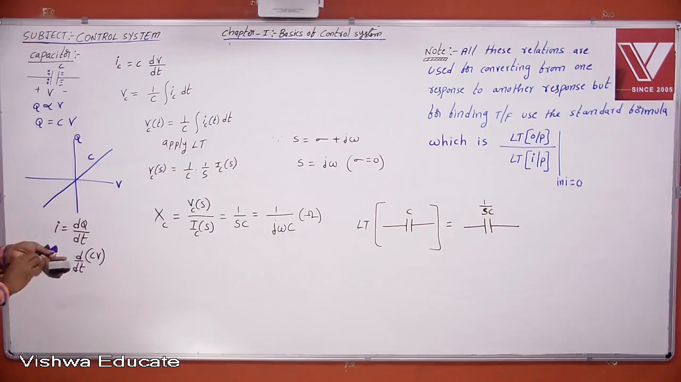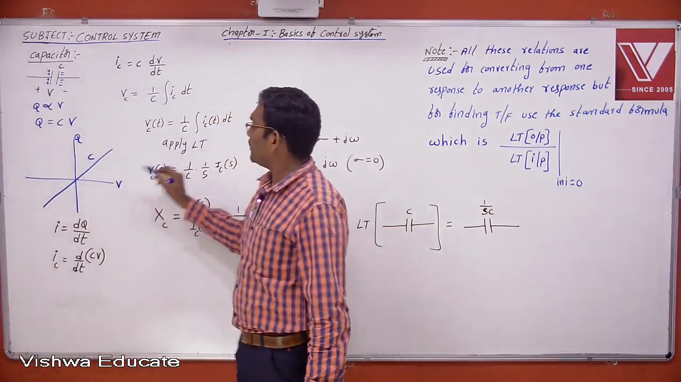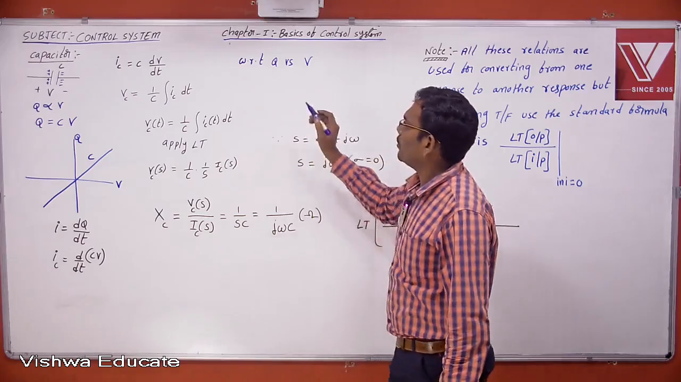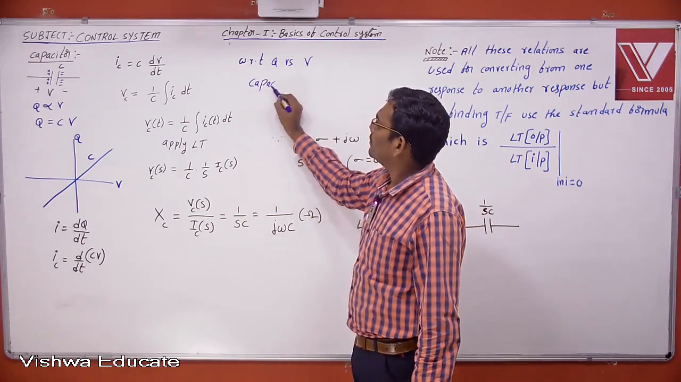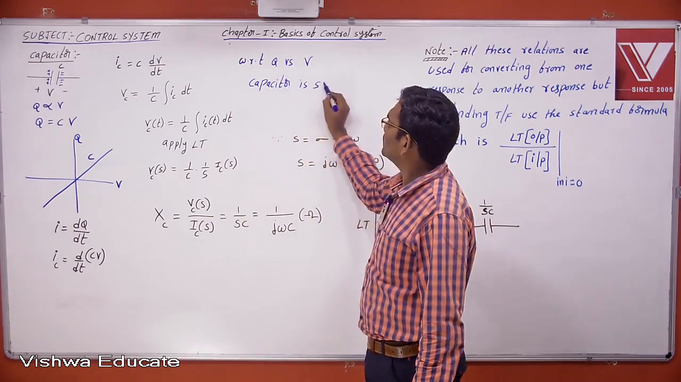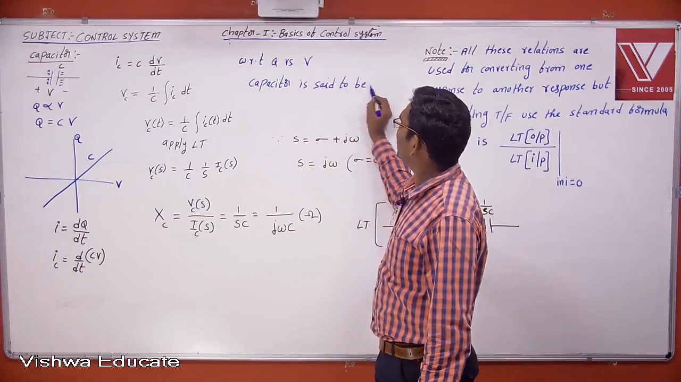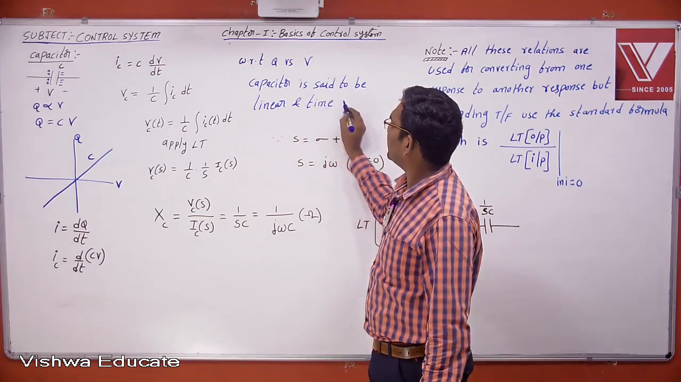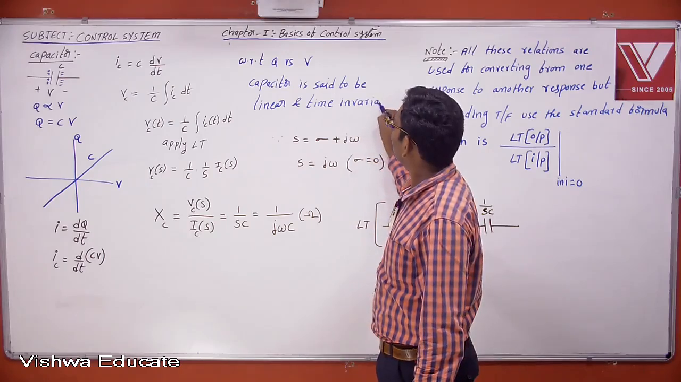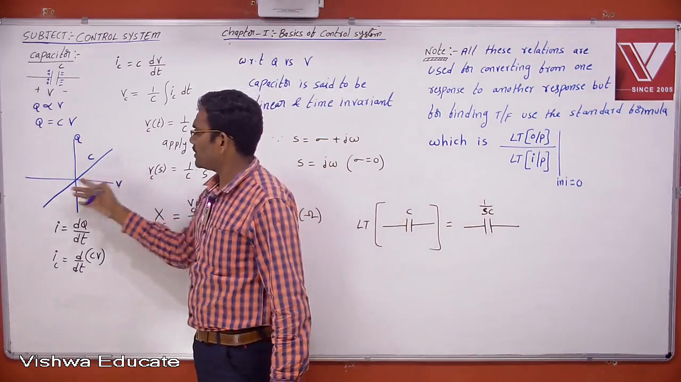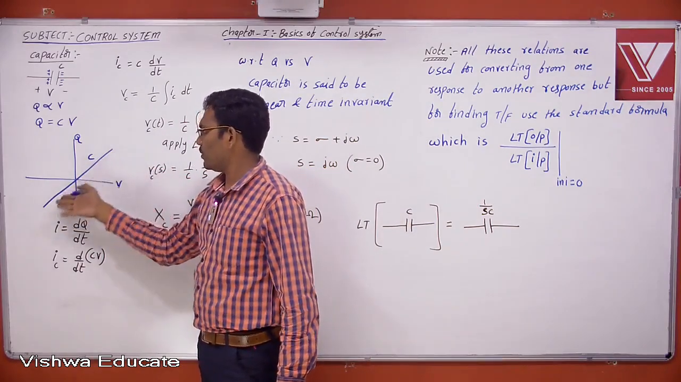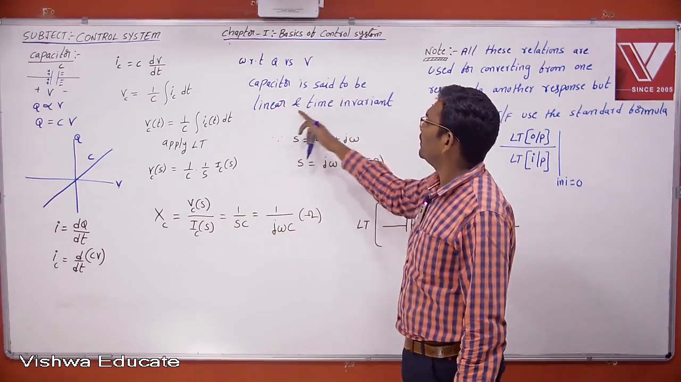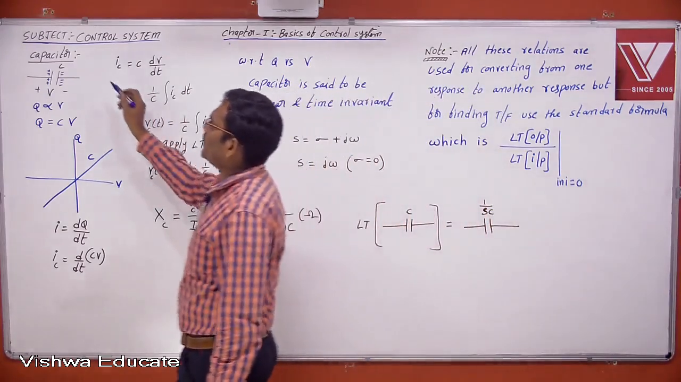Finally we conclude that with respect to charge versus applied voltage, the capacitor is said to be linear and time invariant. The characteristics are linear and pass through the origin, because these are linear characteristics. This is the behavior of the capacitor.